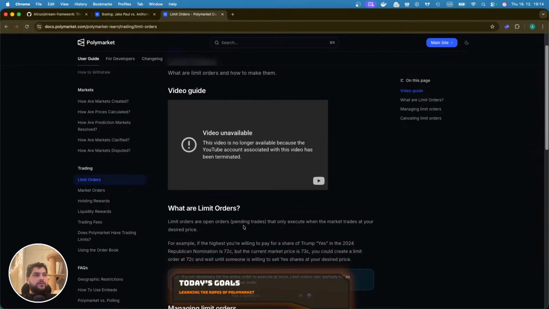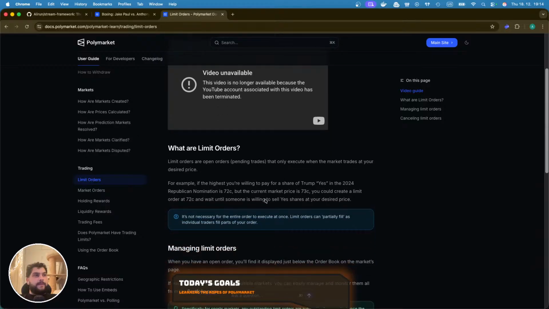Limit orders are open orders, pending trades that only execute when the market trades at your desired price. For example, if the highest you are willing to pay for a share of Trump Yes is 72%, but the current market price is 73, you could create a limit order at 72 and wait until someone's willing to sell Yes shares at your desired price. It's not necessary for the entire order to execute. Limit orders can partially fill, this is cool, as individual traders will fill parts of your orders. Okay.